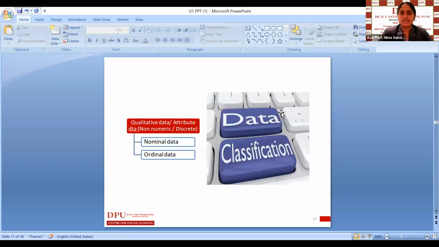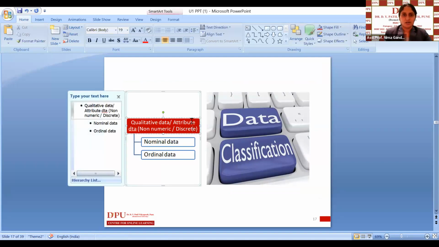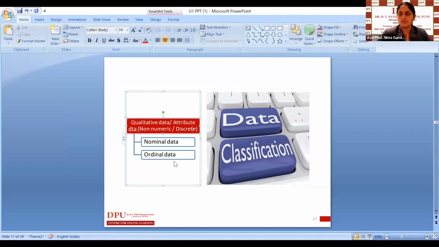So qualitative data is attribute type of data, and you divide it into two types, nominal data or ordinal data. So why have I given, here in brackets, non-numerical and discrete? Just forget about this discrete now, I shall explain why I have written it. Because the ordinal data you can arrange in order, and you can give numbers instead of giving that particular quality. Like when you fill the feedback form for the session, you are giving us the feedback in numbers.